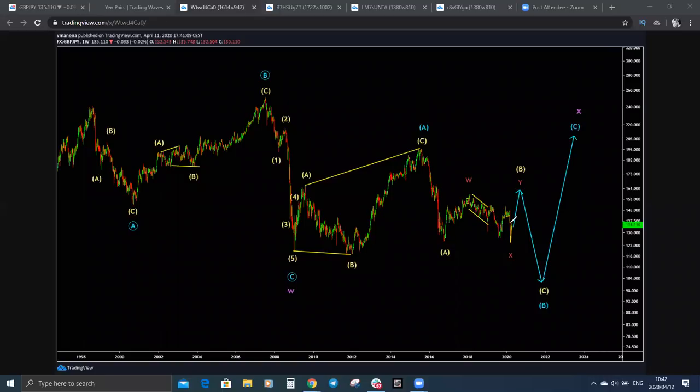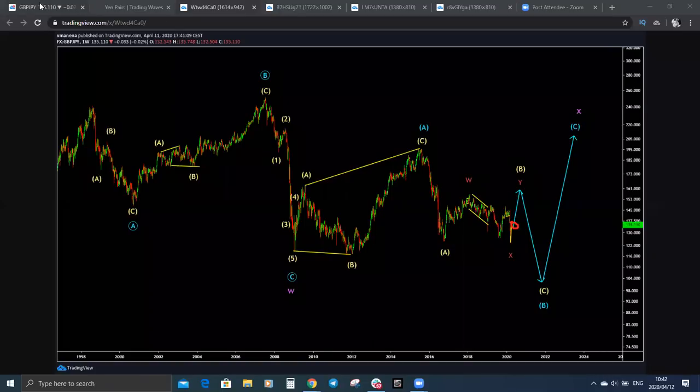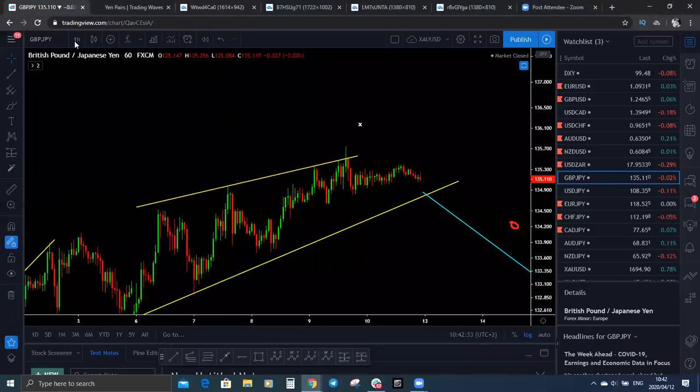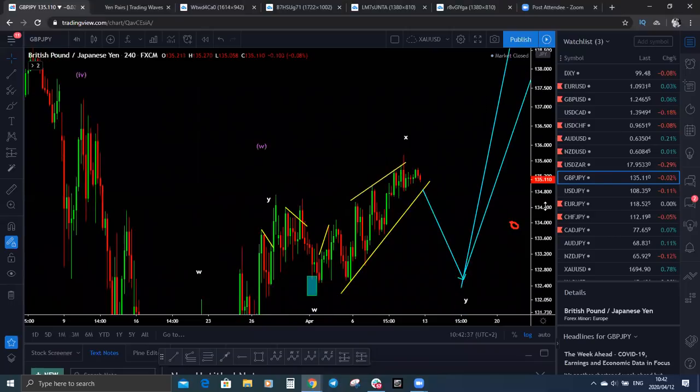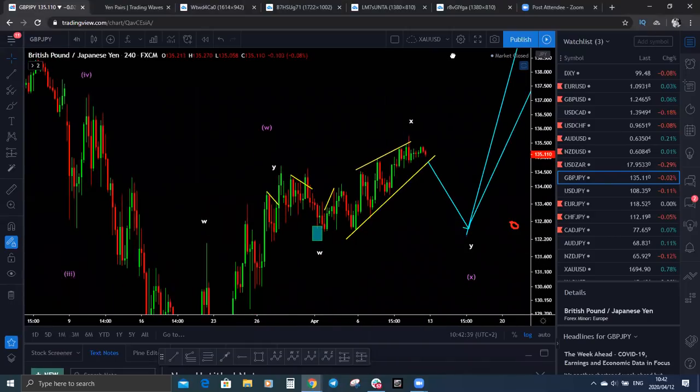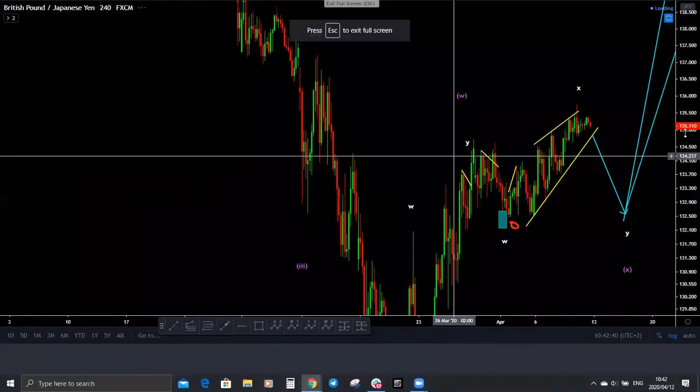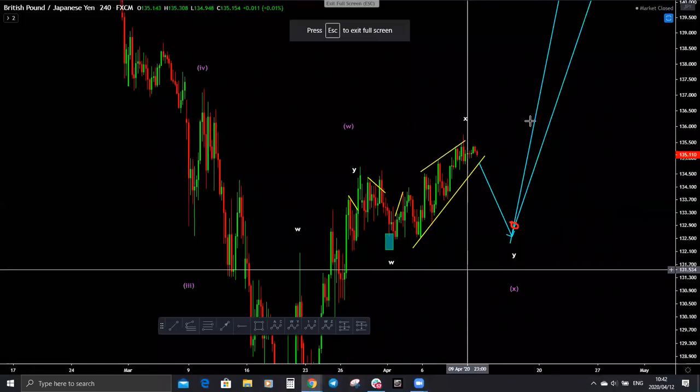Let's go to that corrective structure here. Do not rush it. Let's go to the 4-hour. Now when you look at this, let's go full screen. I'll remove one line there.